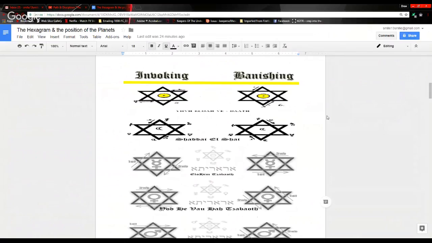I'll need to describe the hexagram ritual in such a complicated way at first because its various forms and versions will not become clear until you've studied its basic principle. On that note, here's one more comment on the principle of invoking and banishing.